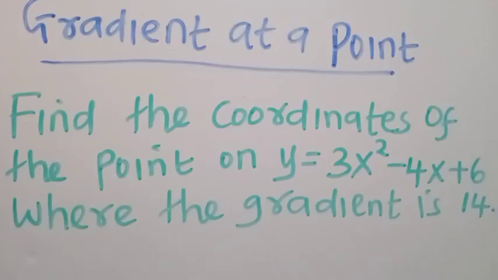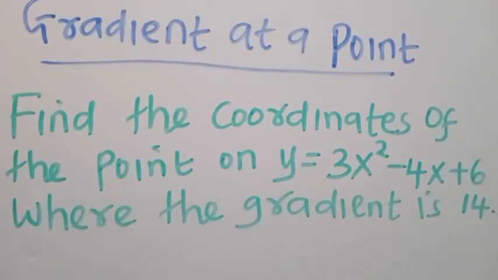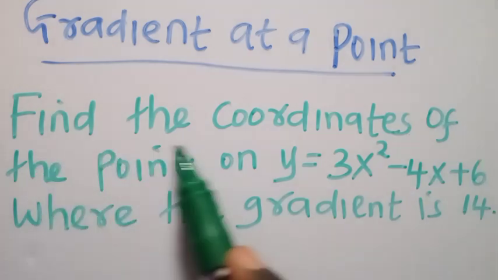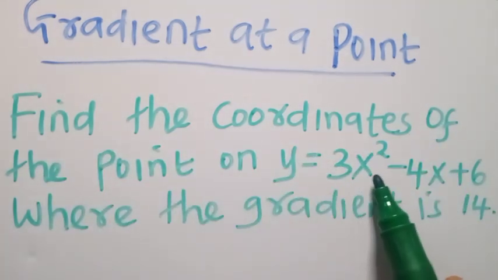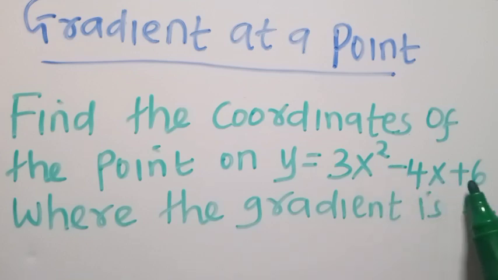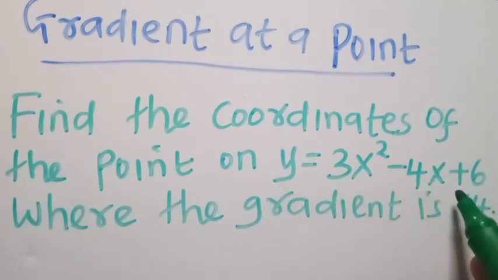Ladies and gentlemen, let us have a look at the gradient at a point. And let us consider this question. The question is, find the coordinates of the point on y equals 3x squared minus 4x plus 6, where the gradient is 14. That is, find the coordinates of the point on y equals 3x squared minus 4x plus 6.